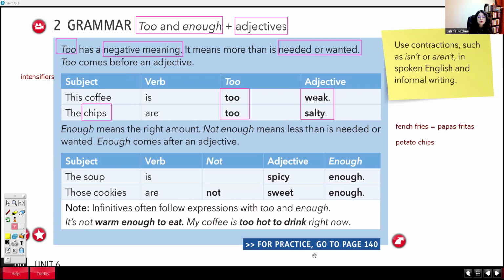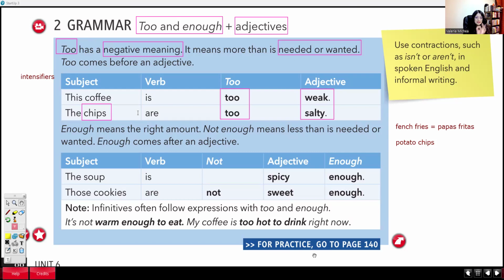So here I'm talking about weak, but I could say this coffee is weak. It's perfectly correct. But I want to give some emphasis to the idea of weak, and I could say this coffee is too weak, more than I want, more than I need. The same with the chips example. So I can say the chips are salty. Perfectly correct. But if I want to add more emphasis, I would say the chips are too salty. More than we need, more than we want, right?